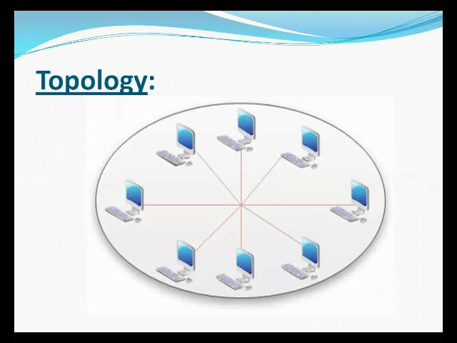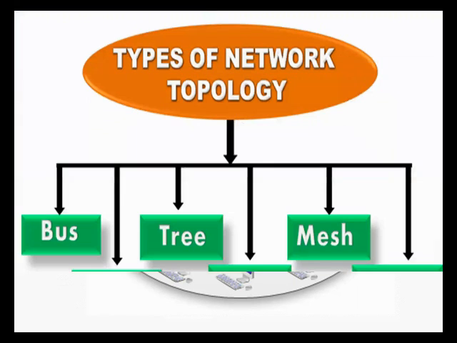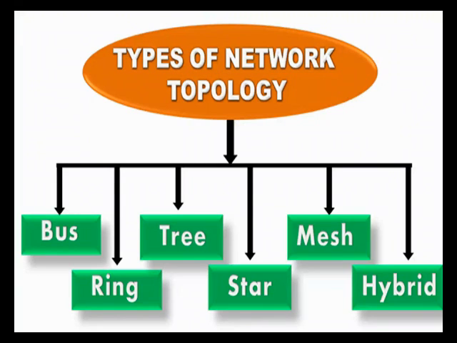Now, first is topology. The geometric representation of how the computers are connected to each other is known as topology. That physical layout in which computers are connected is called topology. There are six types of topology. First is bus topology. Second is ring topology. Third is tree topology. Fourth is star topology. Fifth is mesh topology, and sixth is hybrid topology.